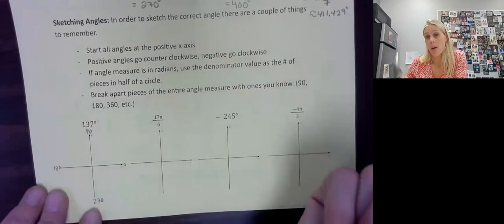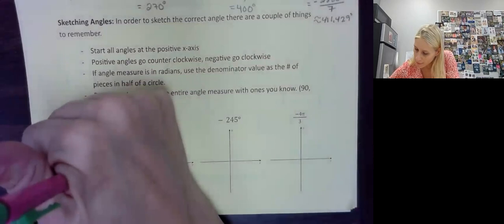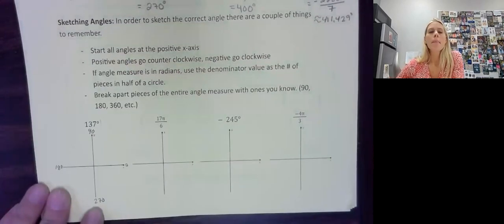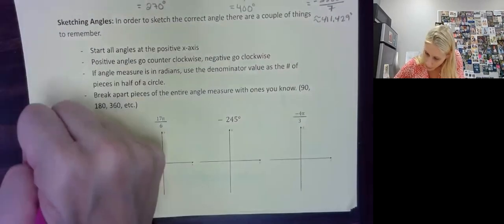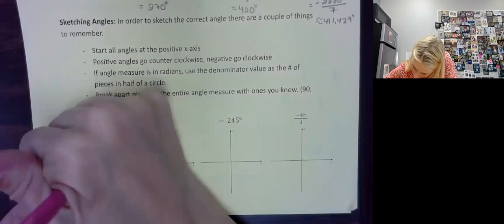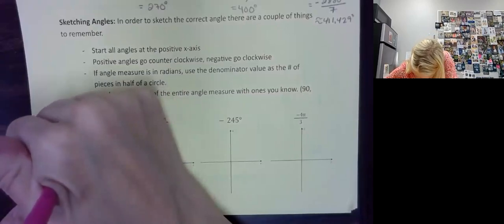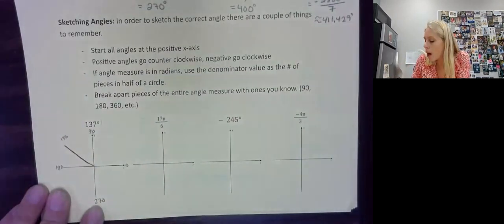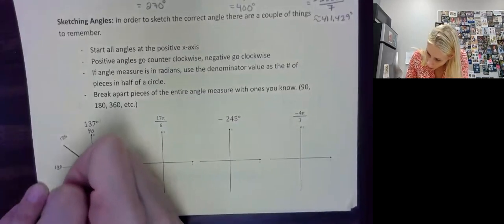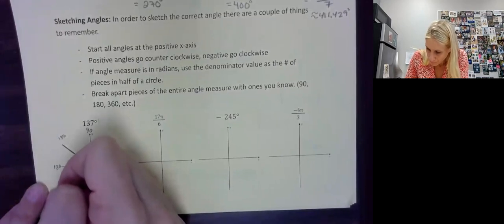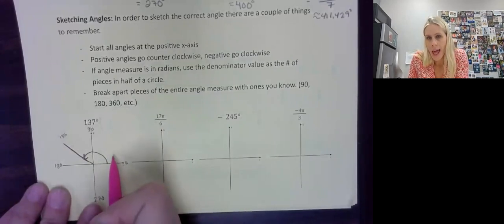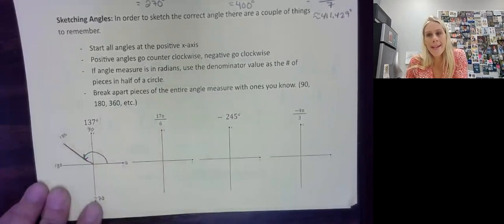Now, the other thing I think about, and sometimes the unit circle will help you on this, is if I want to be somewhat correct, I might go halfway through. Halfway between 90 and 180 is 135. So that tells me that 137 is going to be a little bit beyond halfway. Okay, so I'm going to mark that. Now, when you draw your angle, you always start from zero and you go to that side. This side is what we call the terminal side. This is where you start, and that is the terminal side, where you end.